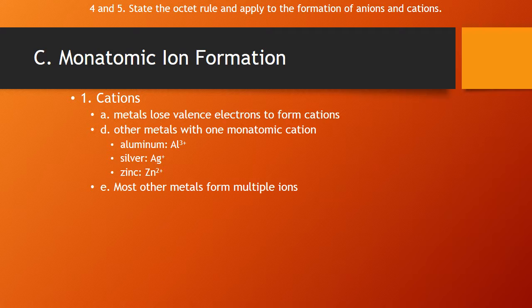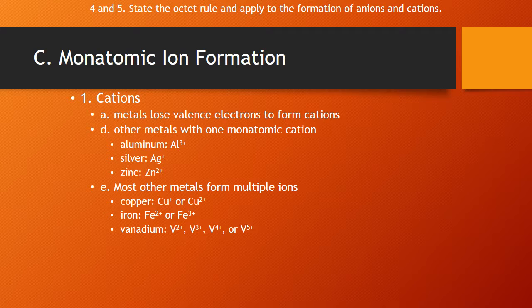And the other thing I wanted to bring up here is that most other metals actually form multiple ions. In other words, we can't just say an aluminum ion or a silver ion for these others, because they can form multiple charges. So for example, copper is either 1 plus or 2 plus. Iron is either 2 plus or 3 plus. Vanadium is 2 plus, 3 plus, 4 plus, or 5 plus.